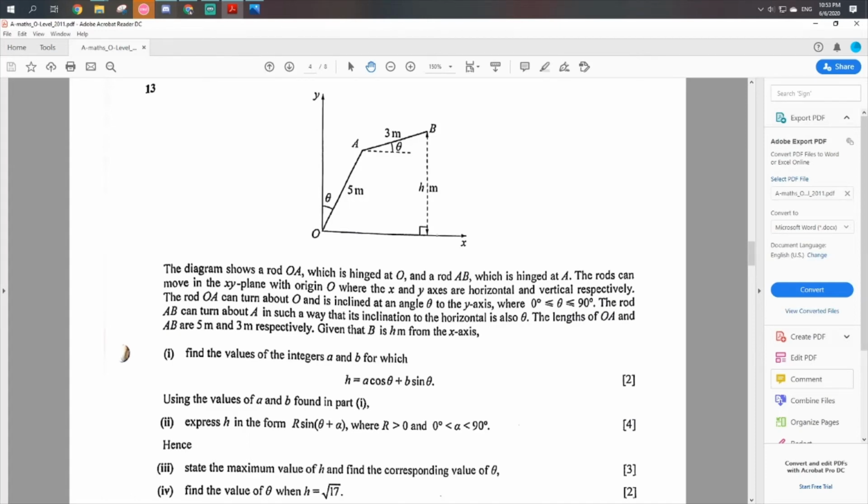The rod AB can turn about A in such a way that its inclination to the horizontal is also theta. The lengths of OA and AB are 5 meters and 3 meters respectively. Given that B is h meters from the x-axis, find the values of the integers a and b for which h is equal to a cosine theta plus b sine theta.